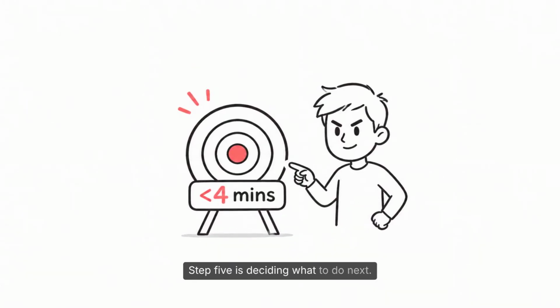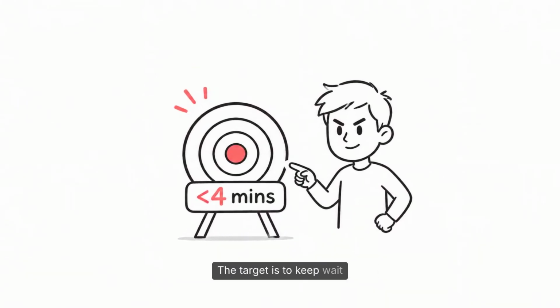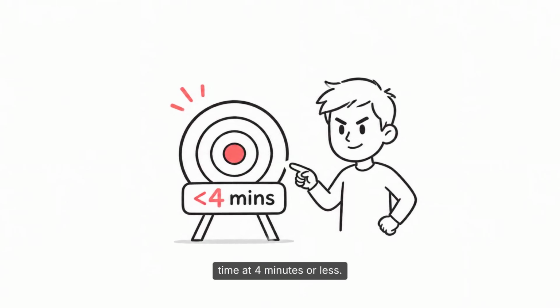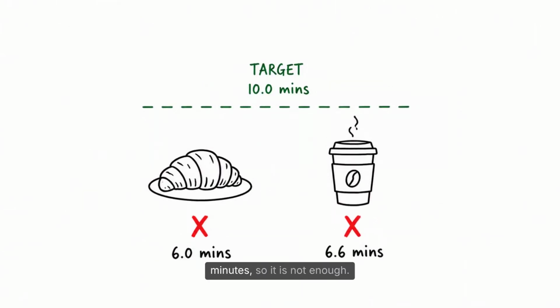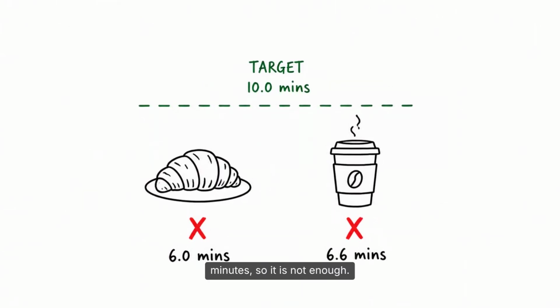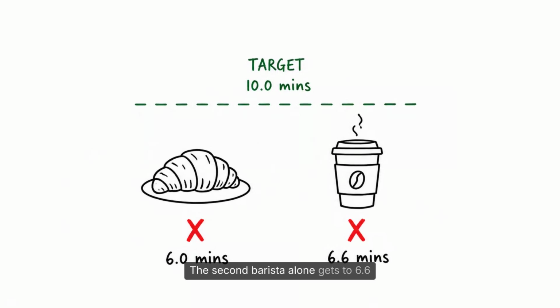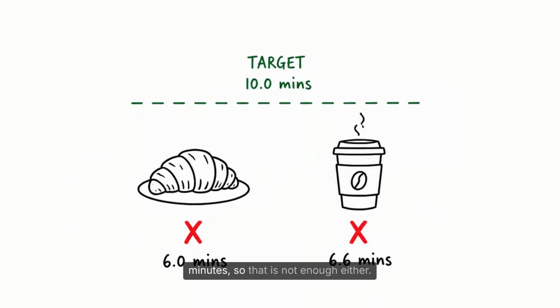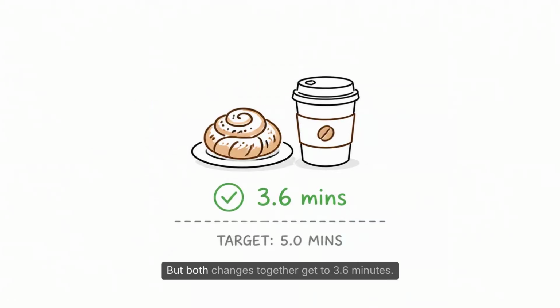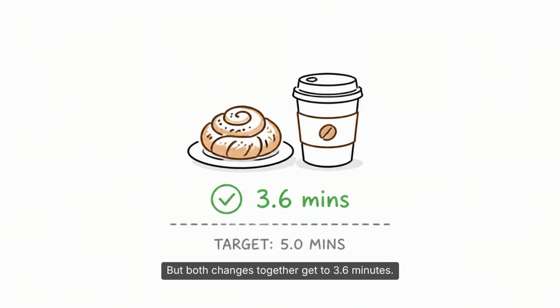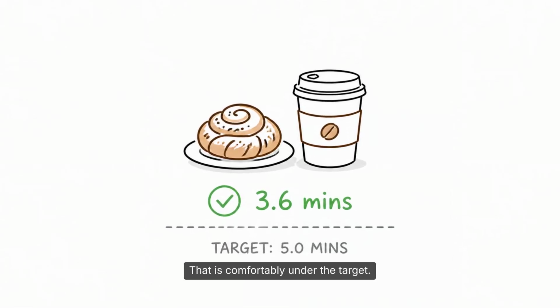Step 5 is deciding what to do next. The target is to keep wait time at 4 minutes or less. Pre-staging alone gets to 6.0 minutes, so it is not enough. The second barista alone gets to 6.6 minutes, so that is not enough either. But both changes together get to 3.6 minutes. That is comfortably under the target.